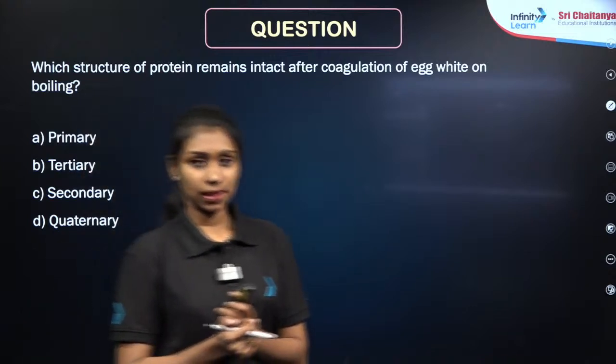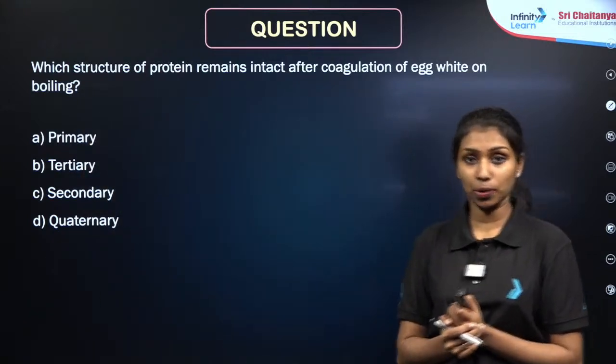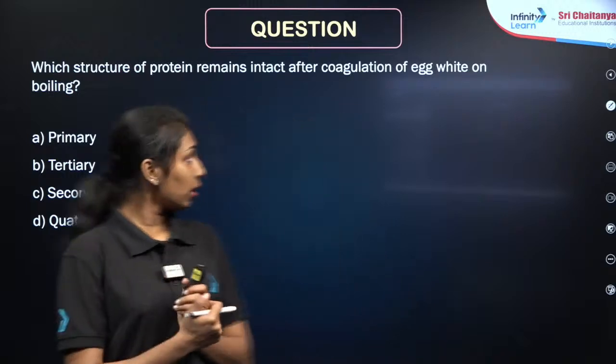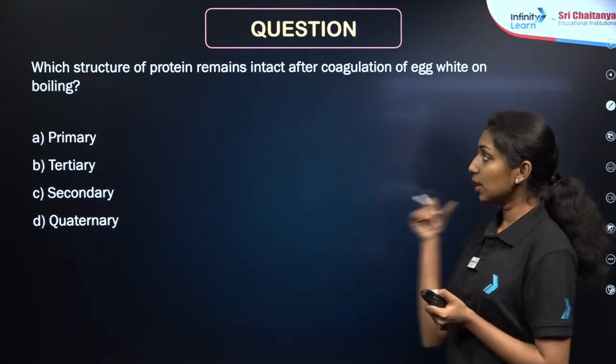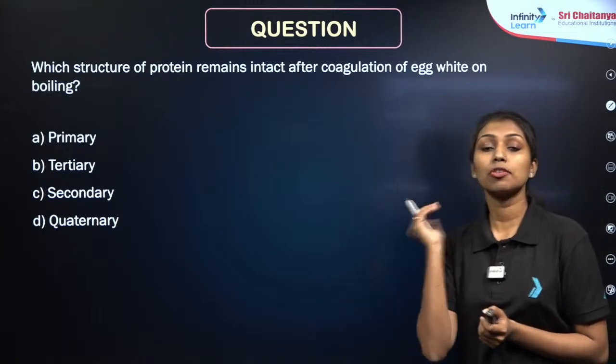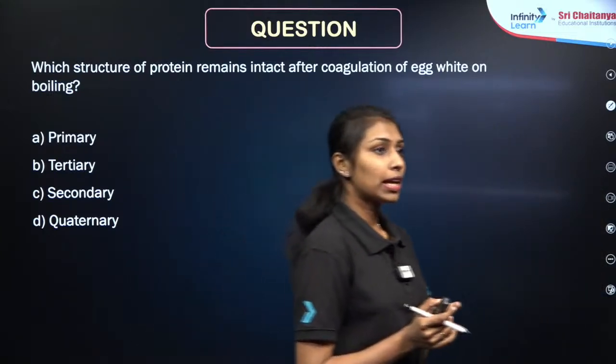While discussing the structure of proteins, we have studied one property, right? Denaturation of proteins. So here the coagulation of egg white is an example of denaturation of protein. So the question here is, which structure of protein remains intact during the denaturation of protein? Okay, what will be the answer?